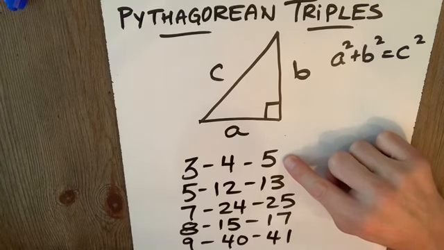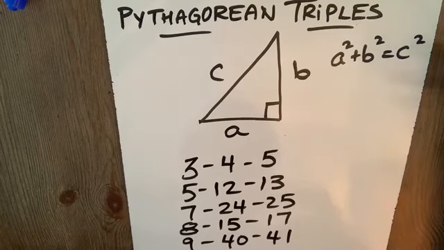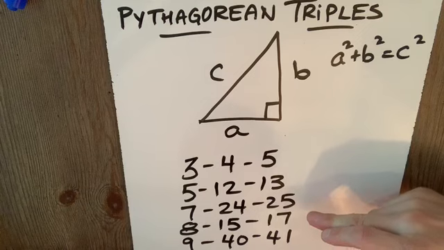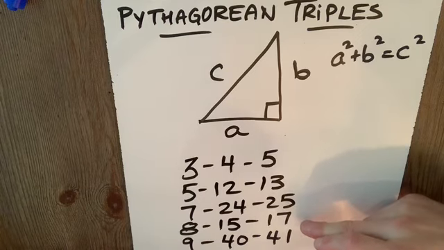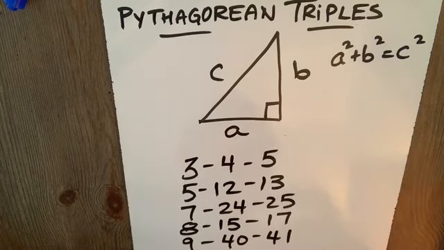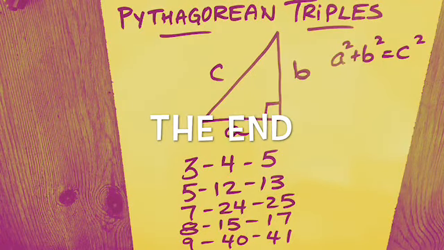Now, if you Google Pythagorean triples, you'll find that we have endless amounts of Pythagorean triples. But here are some common ones. 3, 4, 5; 5, 12, 13; 7, 24, 25; 8, 15, 17; and 9, 40, 41. That's personally my favorite one there. You'd want to commit those to memory because they're just going to save you time in the long run. Otherwise, you'll have to do the Pythagorean theorem and do the math each time.